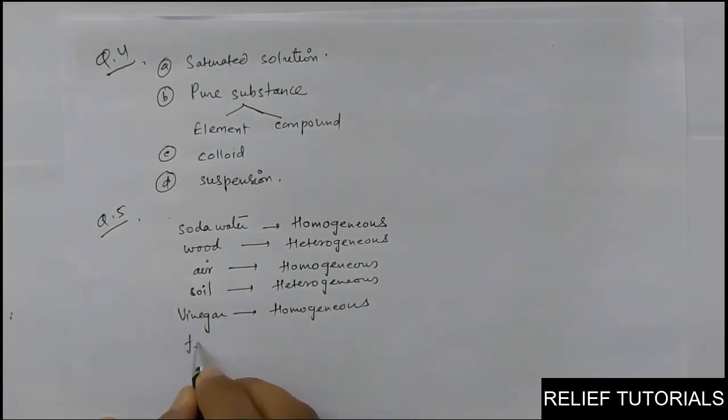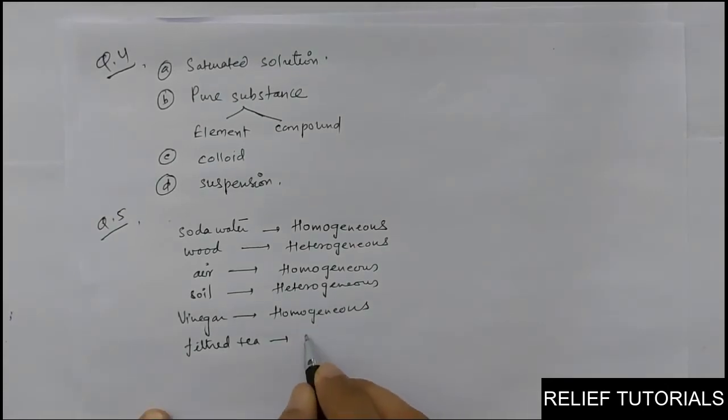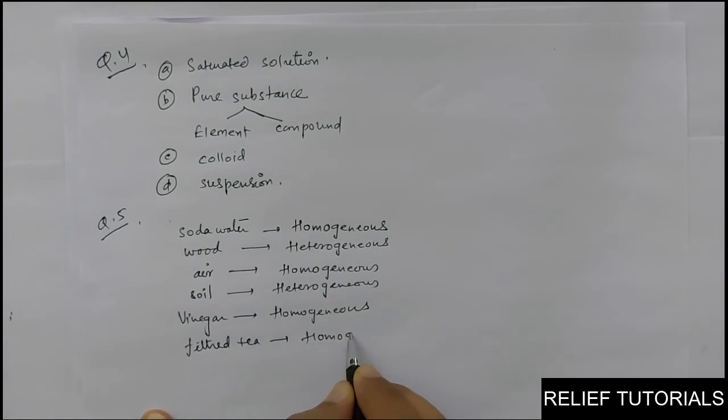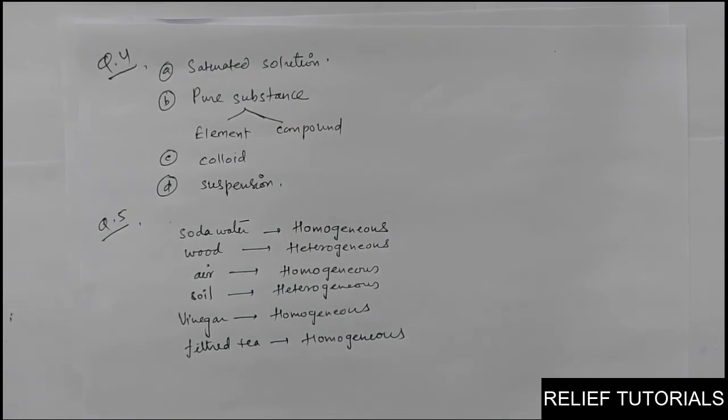Then it is filtered tea. It's not tea only, it is filtered tea. Once you filter, the tea leaves are taken out. So now the filtered tea is a homogeneous mixture. Unfiltered tea is not homogeneous because it contains tea leaves here and there, so it is heterogeneous. But it is filtered tea, so it is a homogeneous mixture. Question number 6.